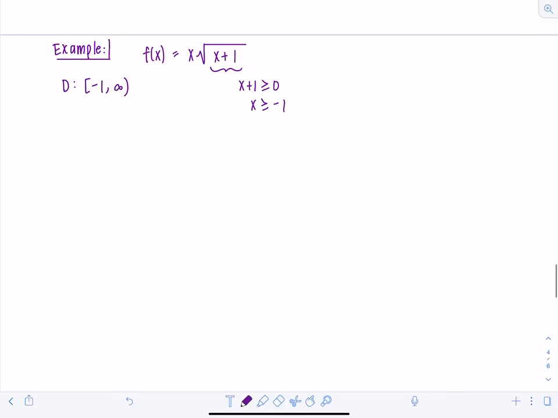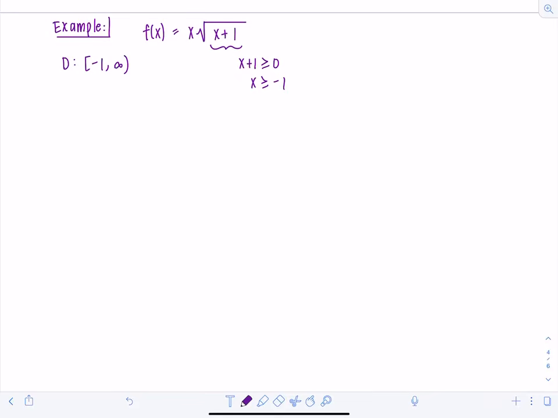In this case, our function f of x is x times the square root of x plus 1. Now be careful here. I have a domain restriction. Remember, for radical functions, the argument cannot be negative, which means x plus 1 has to be greater than or equal to 0, so x has to be greater than or equal to negative 1. So my domain is the interval from negative 1 to infinity. Always write that out first because it will affect your answers. All right, great. Now let's go ahead and find the derivative.